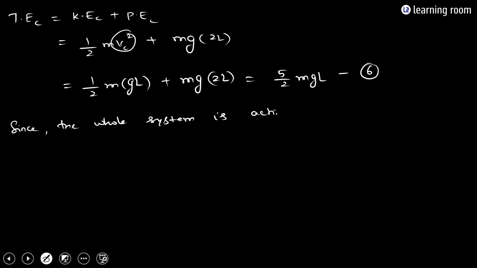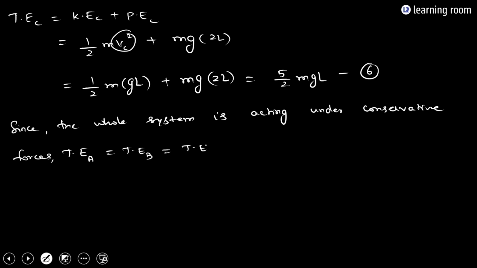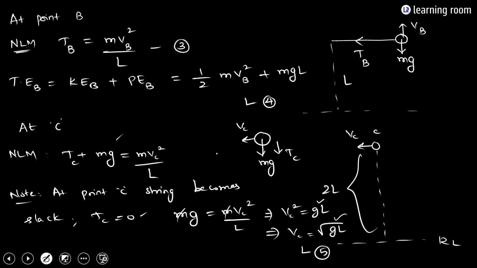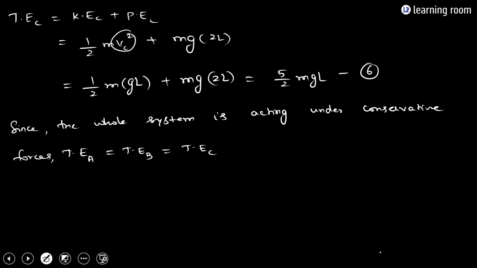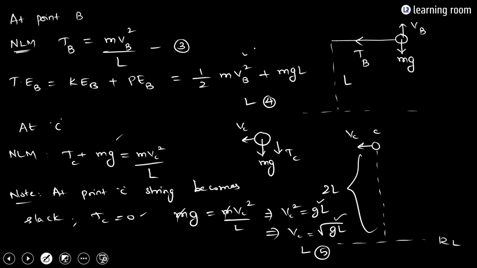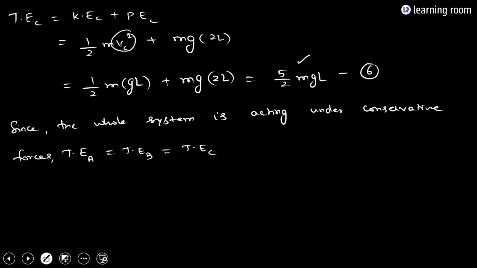Now, we know the fact that since the whole system is acting under conservative forces, total energy at point A is equal to the total energy at B is equal to the total energy at C. So what is the total energy at A? It is half m V naught square. Total energy at B is half m VB square plus mgl. And total energy at C is 5 by 2 mgl.